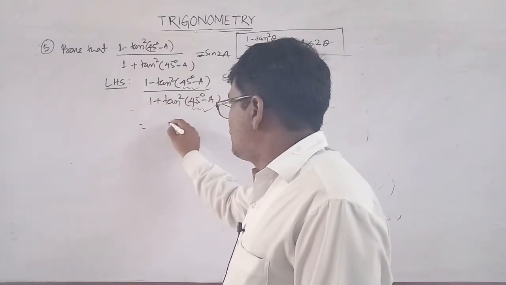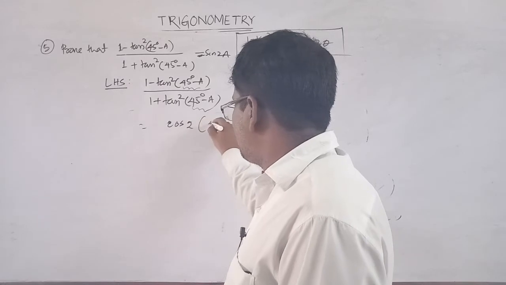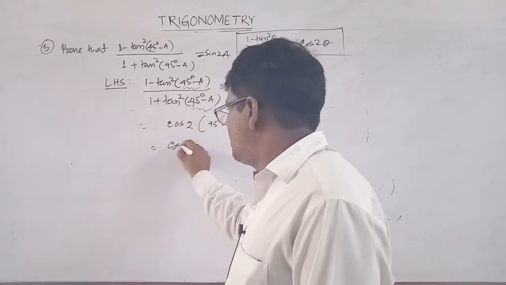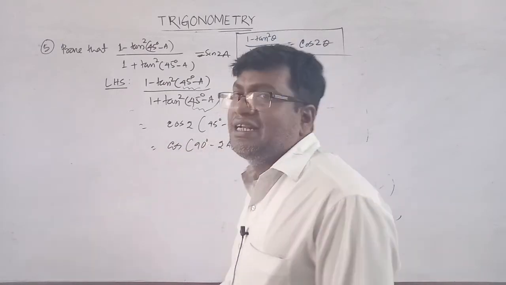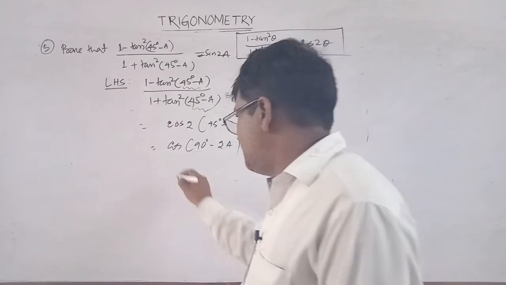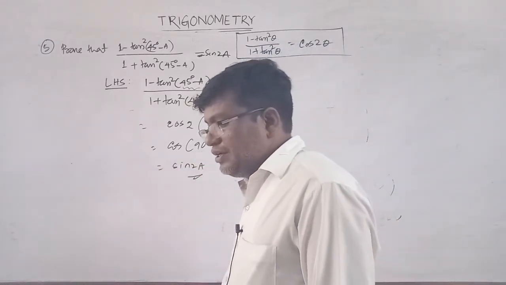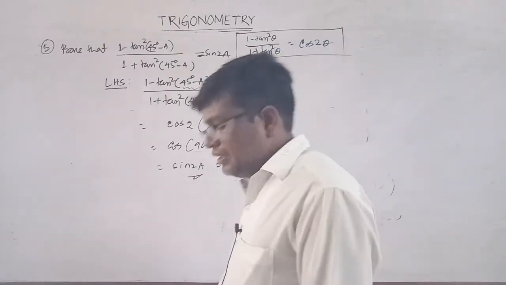That is cos 2 into theta, that is 2 into 45 degree minus a. So this is cos 90 degree minus 2a. Cos 90 minus 2a is equal to what? Sin 2a. So this is sin 2a. The proof is sin 2a. This is equal to the right hand side. Now another question.